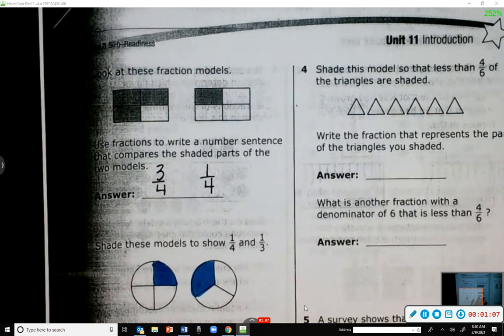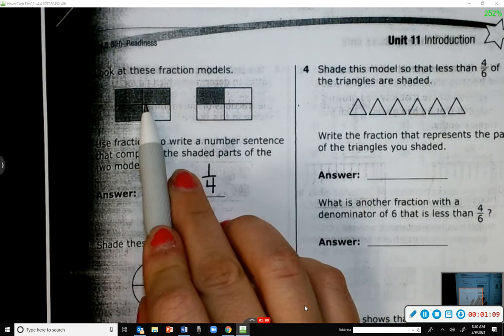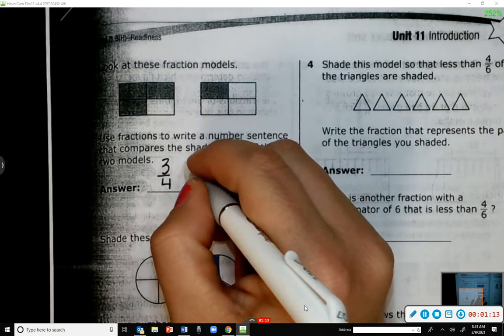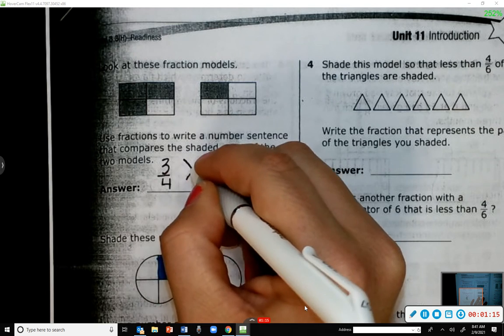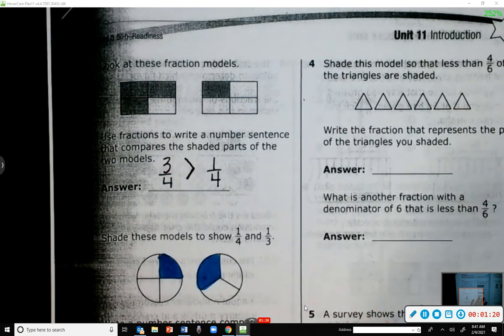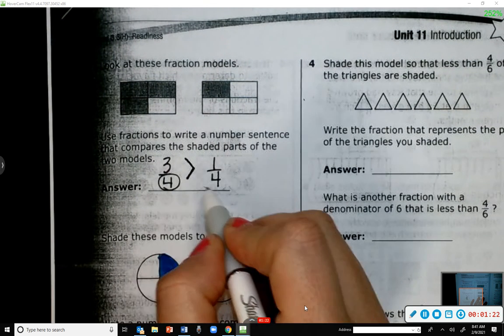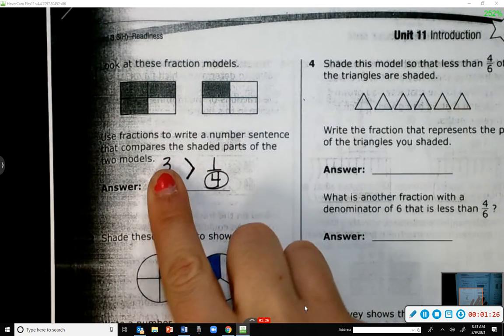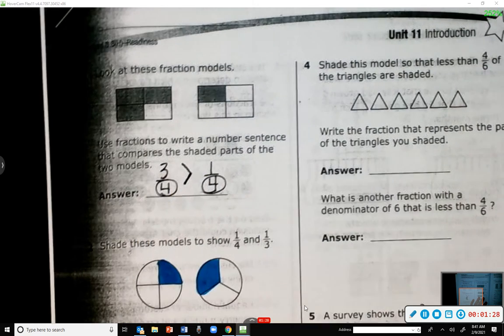We can tell which one's greater just by looking at the shaded part. So this one was pretty easy. The mouth should be open towards 3/4. Okay? And also remember, when the denominators are the same, all you have to do is look at the numerators. 3 is more than 1.